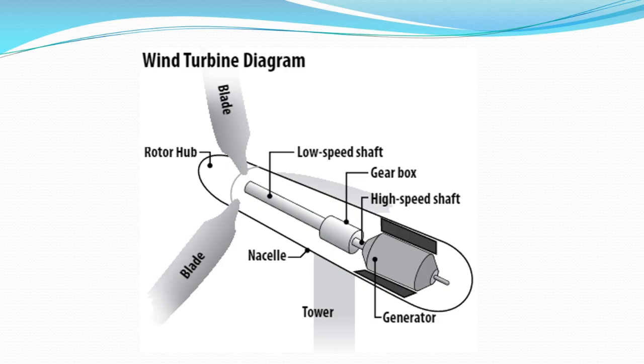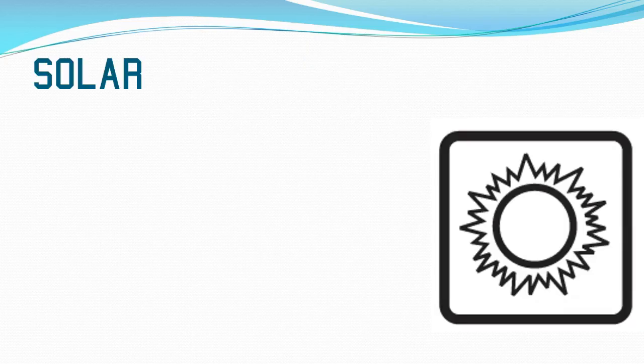Here we have a wind turbine diagram. We have the blades, which are moving because of the kinetic energy of the wind, and that causes, inside the nacelle, so inside the head of the wind turbine, a generator to spin. So we're using kinetic energy to turn directly into electrical energy.